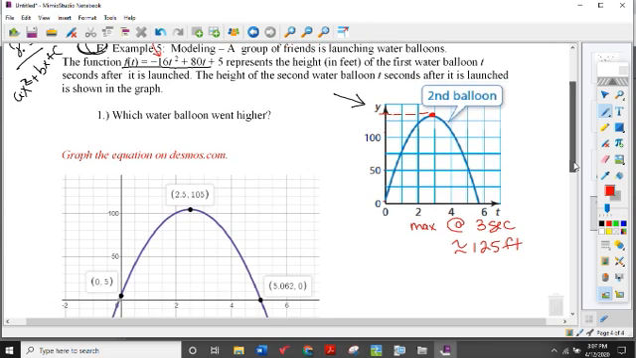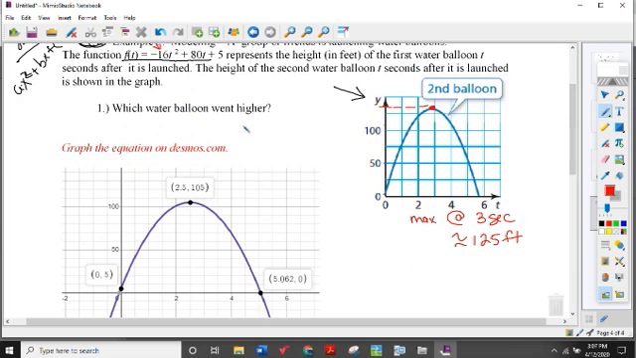And then what I did is I graphed the other equation on Desmos. You could do negative b over 2a, negative 80 over 2 times negative 16. When you have questions like this on the ACT, you won't have Desmos, so you need to be able to figure it out without. And you get 2.5, so in about 2.5 seconds, our graph reaches its maximum height, which is about 105 feet. So it's asking you which water balloon went higher. Well, obviously, it's the second water balloon because its maximum height was 125 feet.